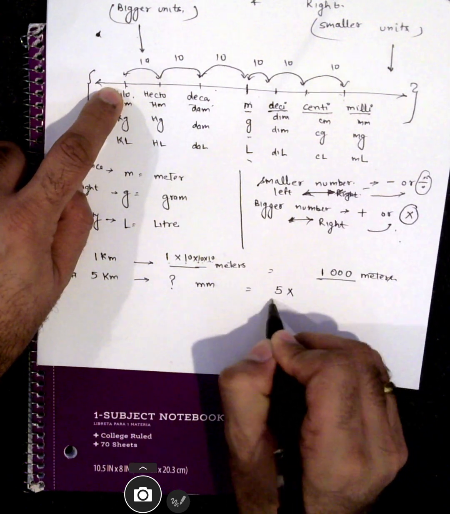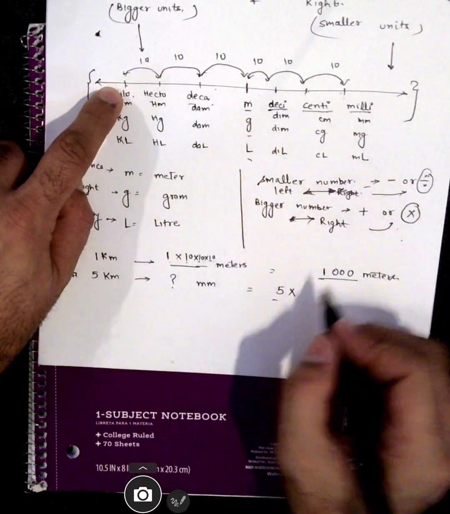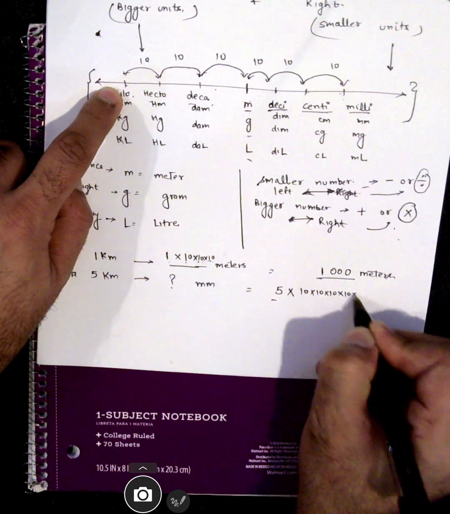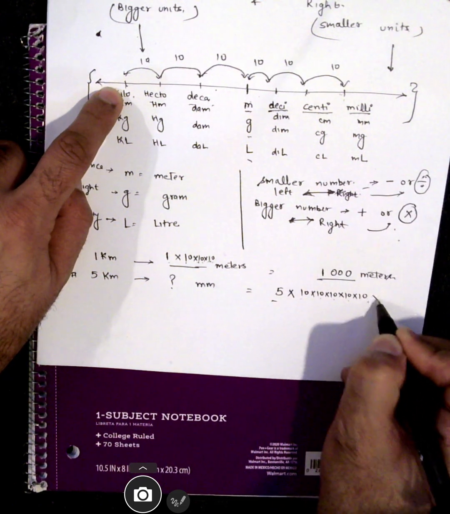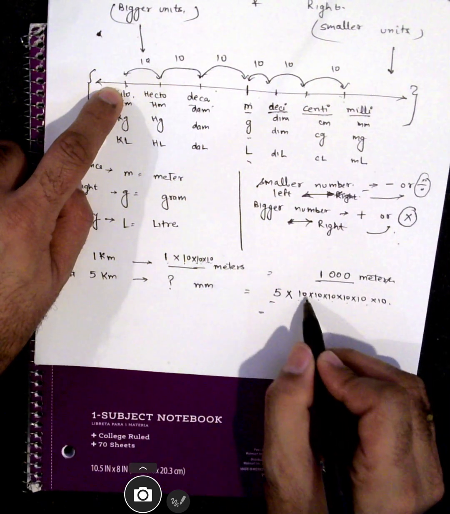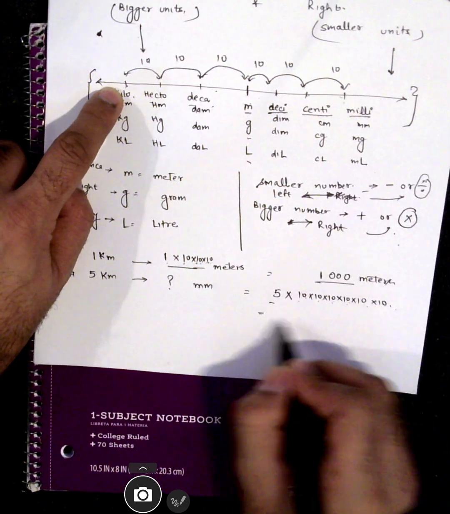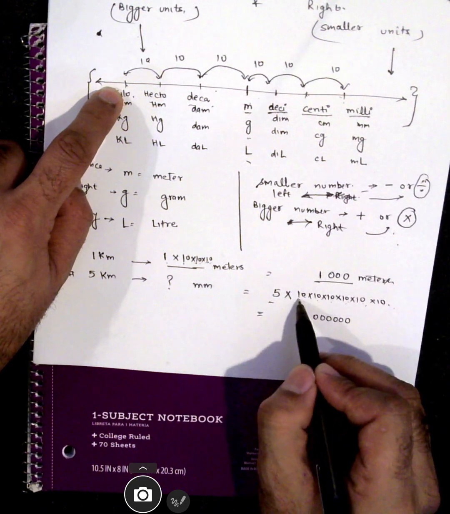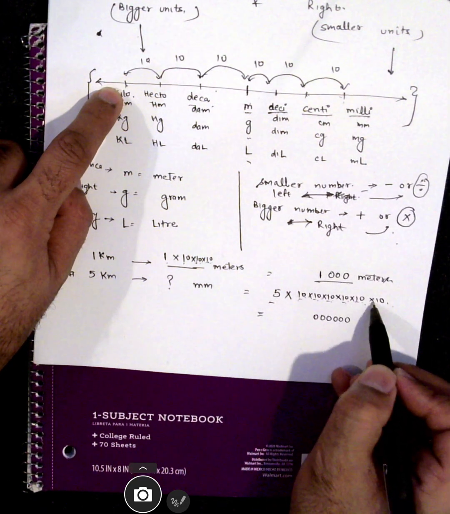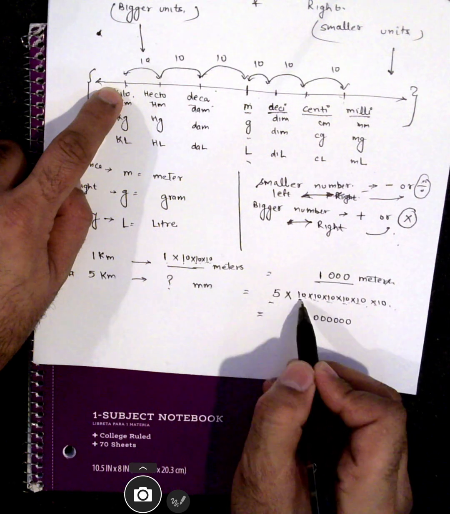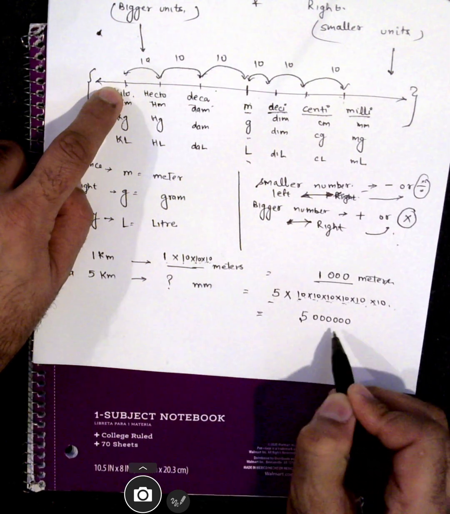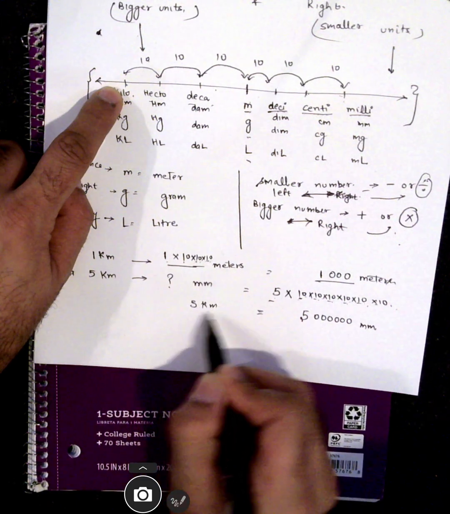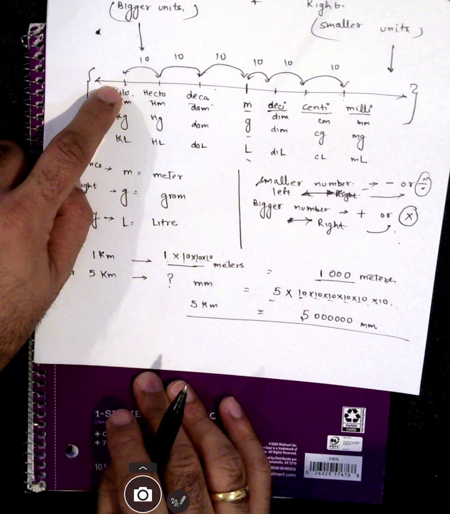So 5 multiplied with what? Tens, but how many? 6 tens. 1, 2, 3, 4, 5, and 6. Again, zeros, I'm going to count the zeros and write as it is. 1, 2, 3, 4, 5, 6. And 1 times 1 in each case will answer 1. And in the end, we will do 1 times 5. The answer is going to be 5. So 5 kilometers is now converted into millimeters.